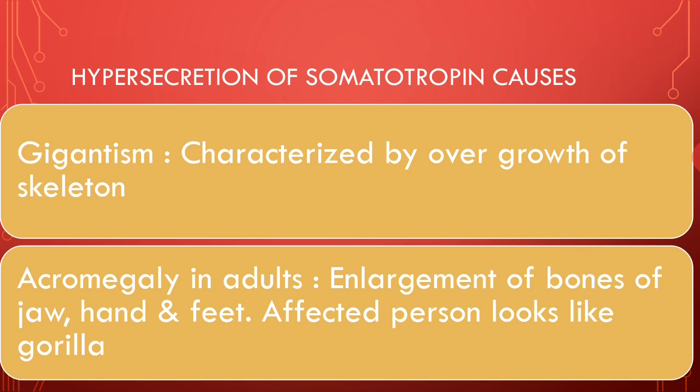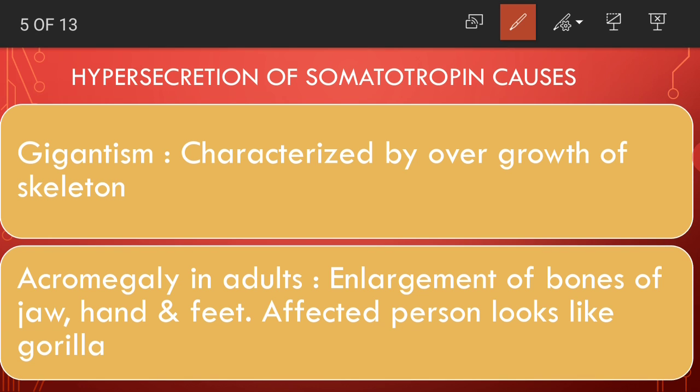Hypersecretion of somatotropin causes gigantism. Hypersecretion means more secretion, excess secretion. Somatotropin is the growth hormone. Hypersecretion of growth hormone results in gigantism, and it is characterized by overgrowth of skeleton. And the individuals that are suffering from this gigantism are called giants.